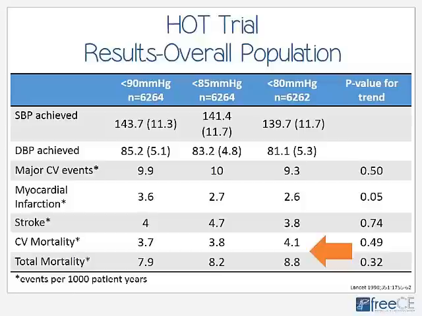You can see that as we got tighter in terms of our control of diastolic blood pressure, the incidence of mortality actually increased. Now, it wasn't statistically significant, but there was an increase numerically in the number of deaths for patients in the less than 80 group compared to those less than 90 or less than 85.